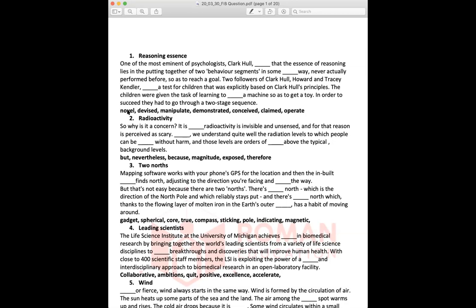Then you go to the third question, a test. This sentence is, two followers of Clark Hall, Howard and Tracy Kendler, a test for children. What did they do? Again, they did something, a test. So again, it is either devised or demonstrated or conceived, because these people did something in the past. So this must be a past action, devised, demonstrated, or conceived, but it cannot be claimed because it's already gone. Just like before, we try to think which would be the more logical answer. And the answer will be devised, because we devise a test, a method, an idea, and so on.